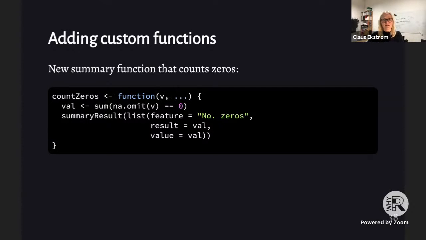So basically it takes in a variable v, and then it has to have the structure with the ellipsis also. And then it counts how many of the entries in v are equal to 0, and it returns it as a summary result that controls the output class of it and the structure of it.